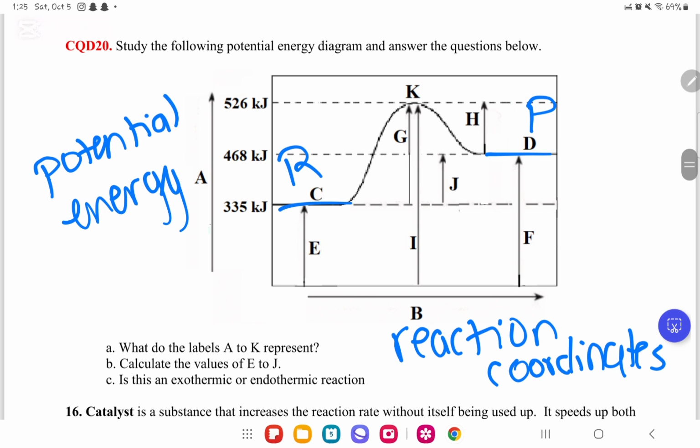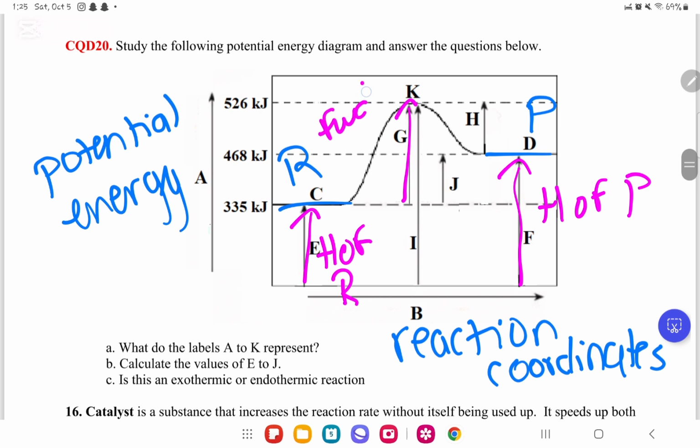Let me use a different color. E is the heat of reactants. F is the heat of products. G is the forward reaction. J is our delta H. Okay, then I'll explain each one and why. And finally, H is our backward reaction.